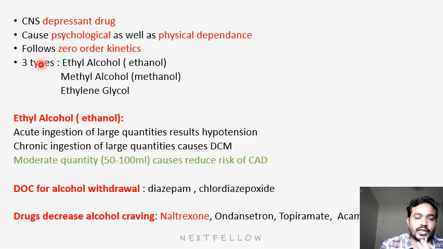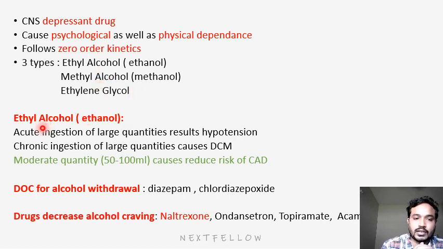So there are three types of alcohol. That is ethyl alcohol, also known as ethanol, methyl alcohol, also known as methanol, and ethylene glycol. Among these three, ethanol and methanol are very important for MCQ purposes. Ethylene glycol consumption has a chance to cause renal calculi, mostly oxalate stones. So we'll discuss each one separately.